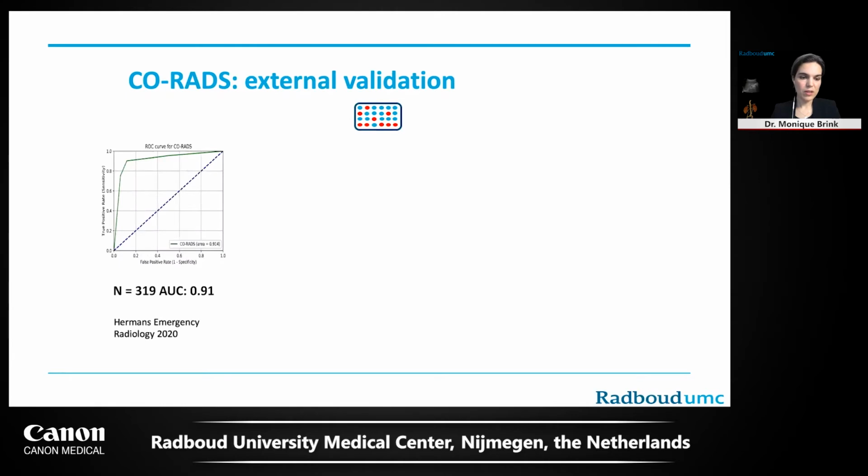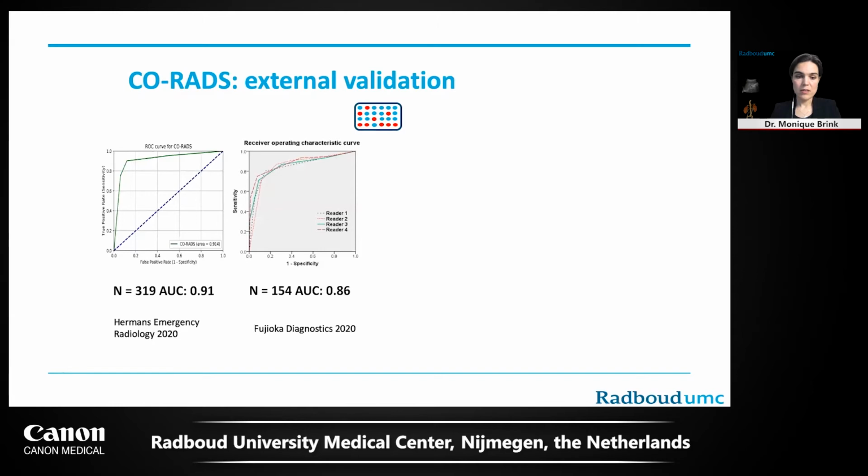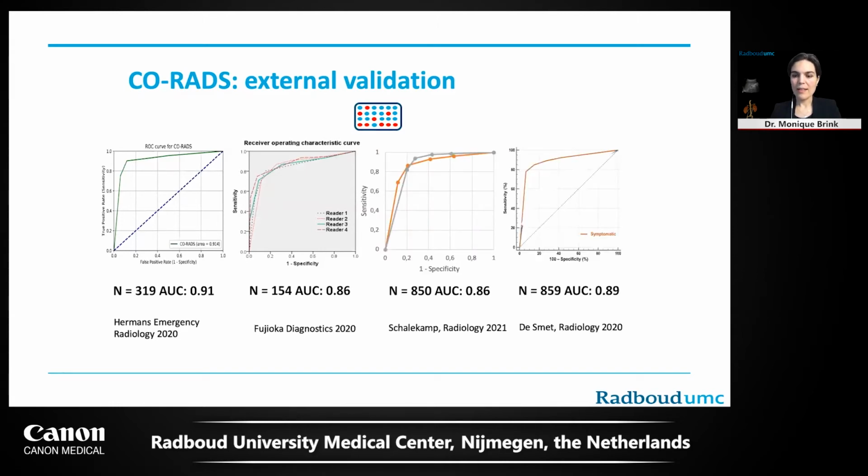This was shown in a Dutch publication, a Japanese population, a multi-center Dutch population, and a Belgian population. As you can see, these areas under the curve are very high for patients with a positive PCR COVID-19 at the end, which means that this RAD system actually performs really, really homogeneously and really well. And this means that in a triage population, CT can add a lot of diagnostic additional information.